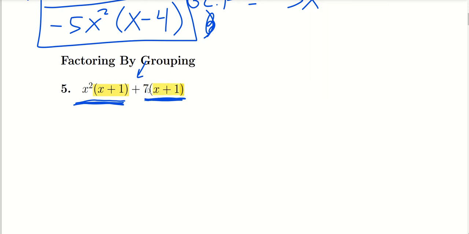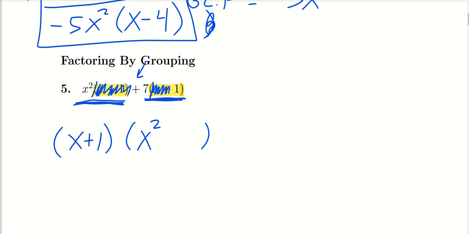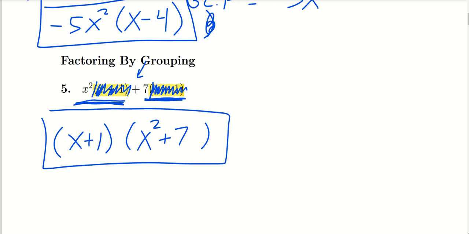Because that x plus 1 quantity is common to both, we can factor out x plus 1. I'm going to put a parenthesis here. When you remove the x plus 1 from the first term, what's left over is an x squared. And when you remove the x plus 1 from the second term, what's left is a plus 7. So the final answer, when we do a factor by grouping, is x plus 1 times the quantity x squared plus 7.